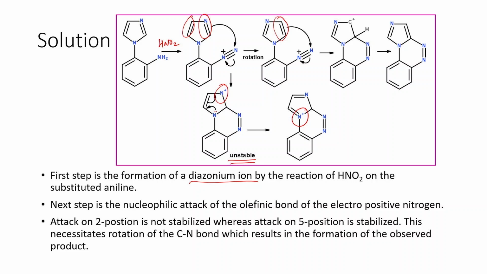Whereas when the rotation of the C-N bond takes place and the alkene double bond actually reacts with this nitrogen, we end up with a carbocation, but this carbocation has a neighboring hydrogen atom which can be lost, which leads to a very stable final product. So in this particular case, the driving force is the stable product formation. In other words, the rotation very readily takes place because that leads to a final stable product. So the attack on the 2 position is not stabilized, whereas the attack on the 5 position is stabilized.